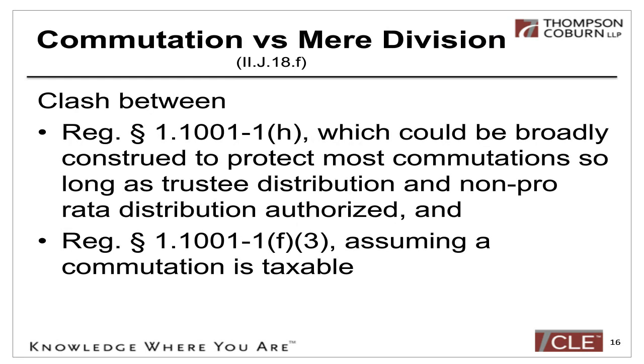So we have a clash between 1.1001-1(h), which could be broadly construed to protect most commutations, so that you never tax a commutation as long as you have a distribution by the trustee and a non-pro rata distribution is authorized. So that 2019 letter ruling that I told you a lot of people criticized, arguably that would be protected by the regulation. On the other hand, we have a regulation that assumes a commutation is taxable, and we have a lot of law on that. So what do you do with these conflicting regulations? Next slide.